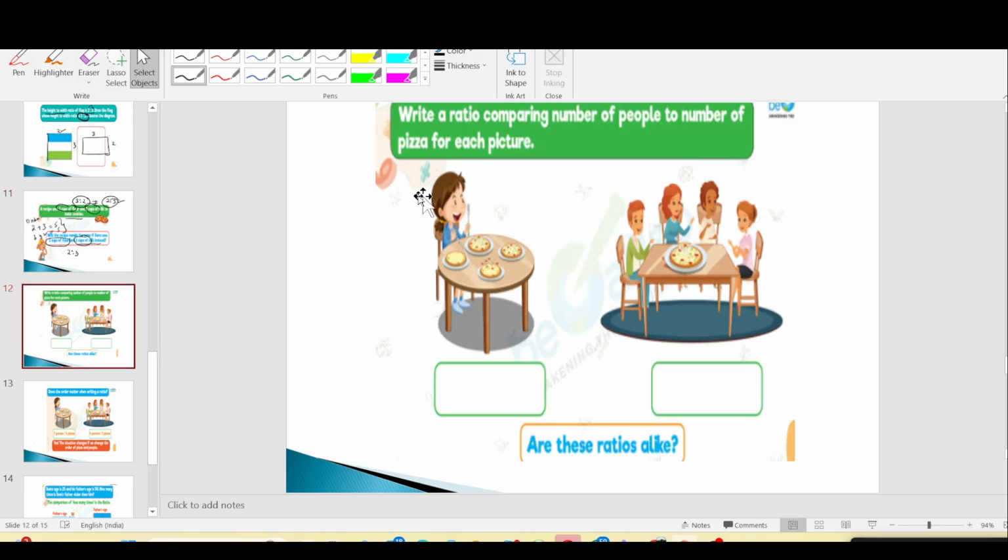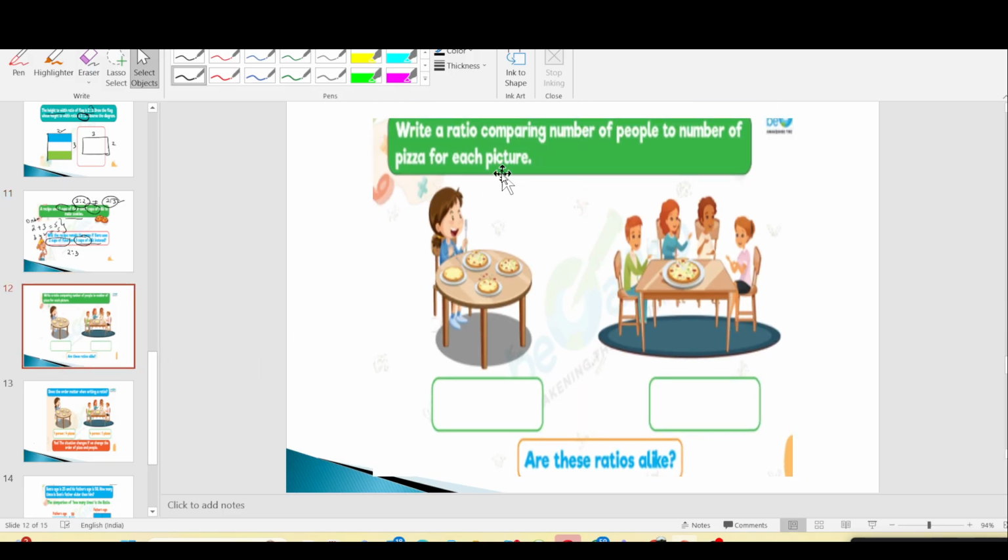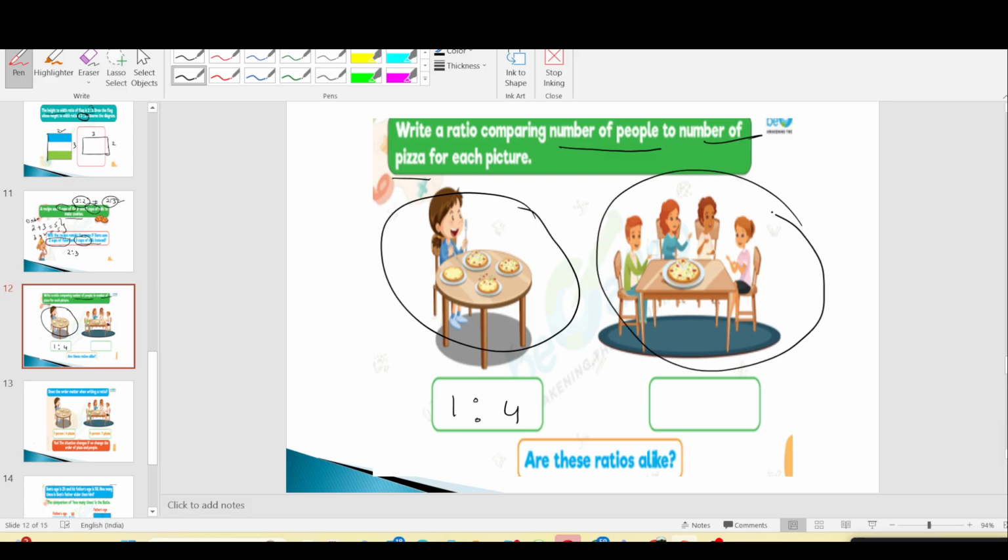Let's see one more example. Write a ratio comparing number of people to number of pizza for each picture. Can you tell me what is the ratio of number of people to number of pizza in the first diagram? It is 1 ratio 4. Good. In the second picture, 4, 1. Very good.